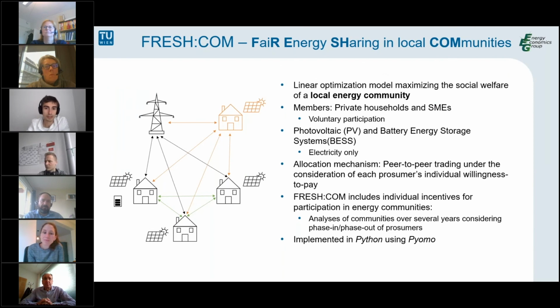First, FreshCom, which is a linear optimization model with the objective function to maximize the social welfare of a local energy community. On the left-hand side in the figure, you see two strengths of the model. One is the allocation mechanism, which means peer-to-peer trading under different willingness to pay from the consumers and prosumers. And in orange, you see the second strength, which means the dynamic participation of new members inside of the energy community. So this is about FreshCom.